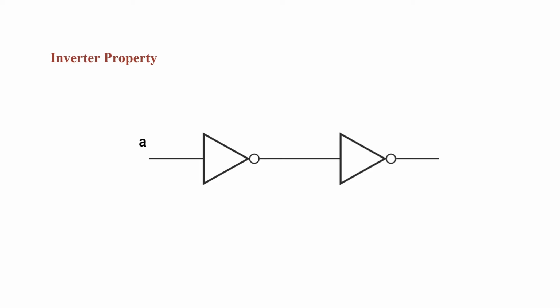The first property we'll focus on is the inverter property. We know that if you have two inverters connected in cascade mode, like what you see here, then the input is A, the output of the first inverter is A bar, and the output of the second inverter is A, because we know that A bar bar is equal to A. So any variable inverted twice is equal to itself. This is one of the Boolean properties: A bar bar is equal to A. Complementing a variable twice results in the original variable.